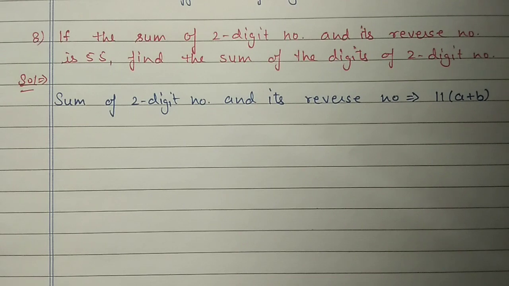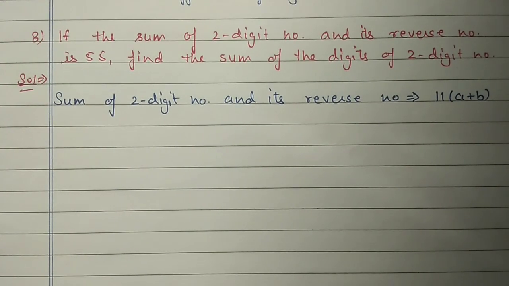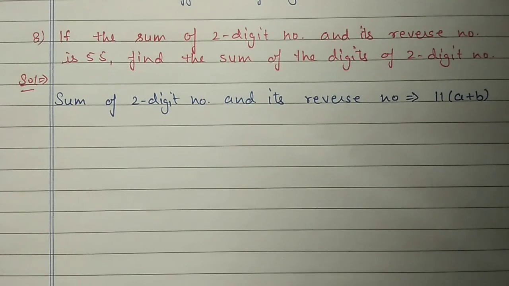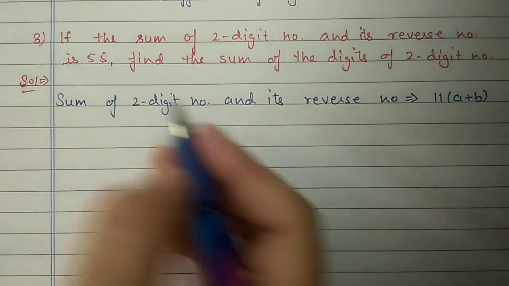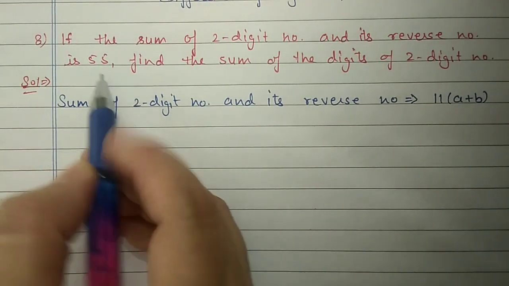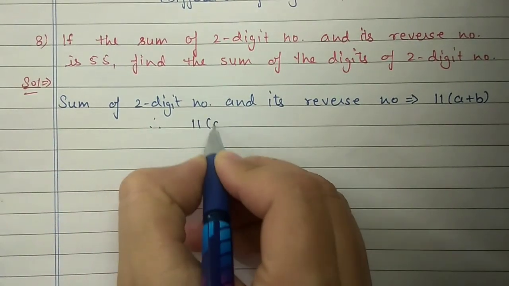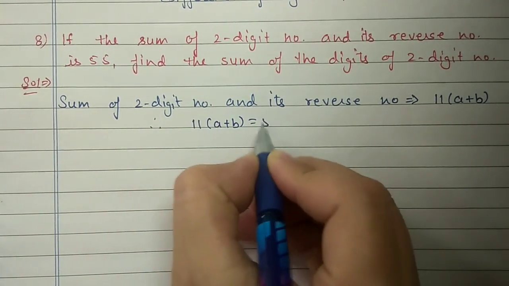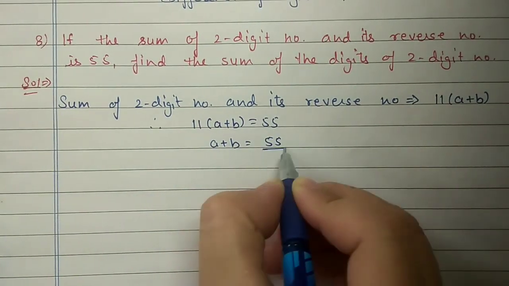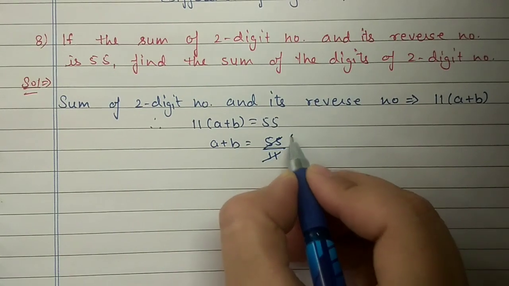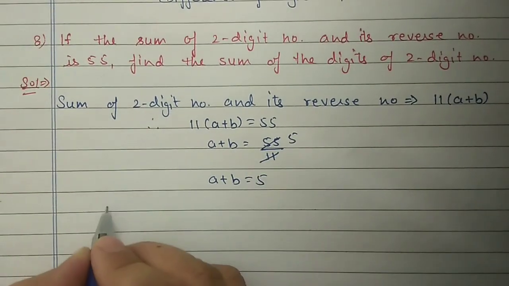Next, question number 8. If the sum of a two-digit number and its reverse number is 55, find the sum of the two digits. So we know the sum of a two-digit number and its reverse number is equal to 11 times (a plus b), and they have given in the question this is equal to 55. So we can equate. Therefore 11 times (a plus b) is equal to 55. 11 we can shift to the other side, so a plus b is equal to 55 by 11, which is equal to 5. So we are getting the sum of digits is equal to 5.